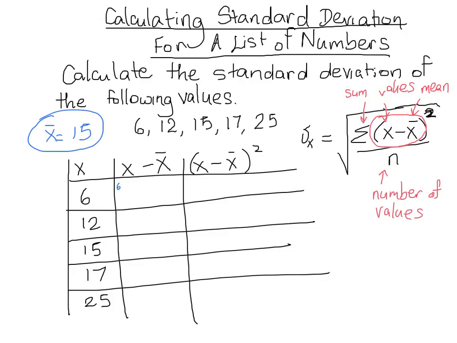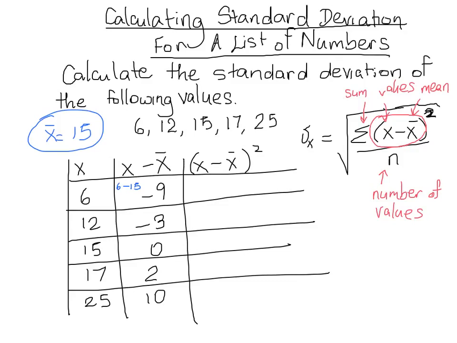So here we're going to do 6 minus 15, and we get that 6 minus 15 is negative 9. 12 minus 15, and we get that that's negative 3. 15 minus 15 is 0. 17 minus 15 is 2. And 25 minus 15 is 10.